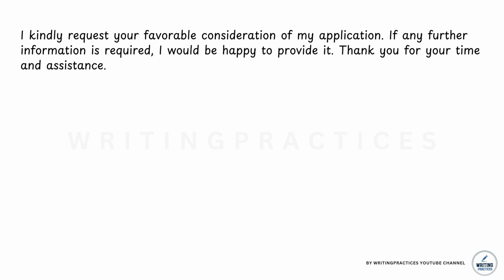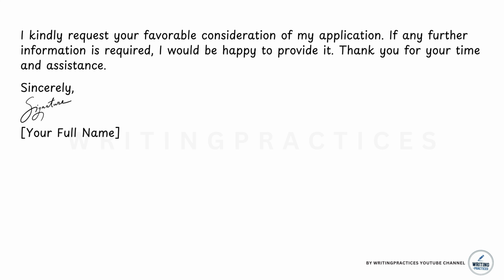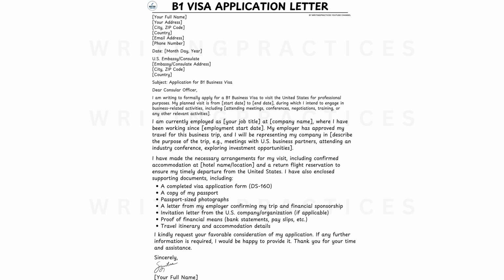Closing and signature. End the letter formally with a polite closing remark. Thank you for your time and assistance. Then sign off with, "Sincerely, John Doe." This leaves a positive impression and reinforces your professionalism. And that's how you write a B1 visa application letter. This letter plays a crucial role in your visa approval process, so be sure to provide accurate details, attach all necessary documents, and maintain a professional tone.